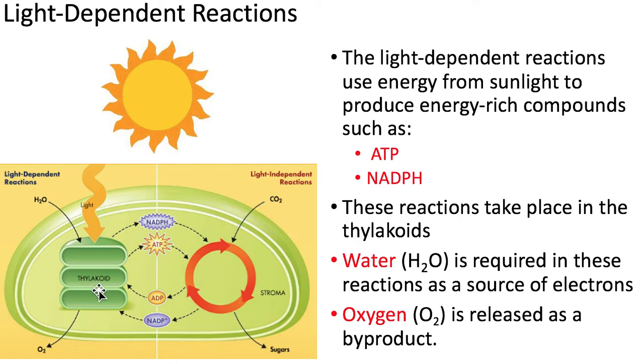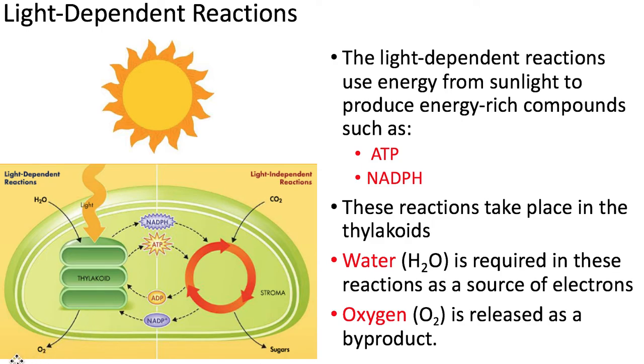And we mentioned this earlier. So the sunlight is going to go into the thylakoid. It's going to be absorbed by the chlorophyll, which is found inside the thylakoids. And that light energy is going to be used to split the water. Okay, and this is the part of photosynthesis that's using that water. So this is why plants need to be watered. And as a result of the light-dependent reactions, you are going to be releasing oxygen as a byproduct.